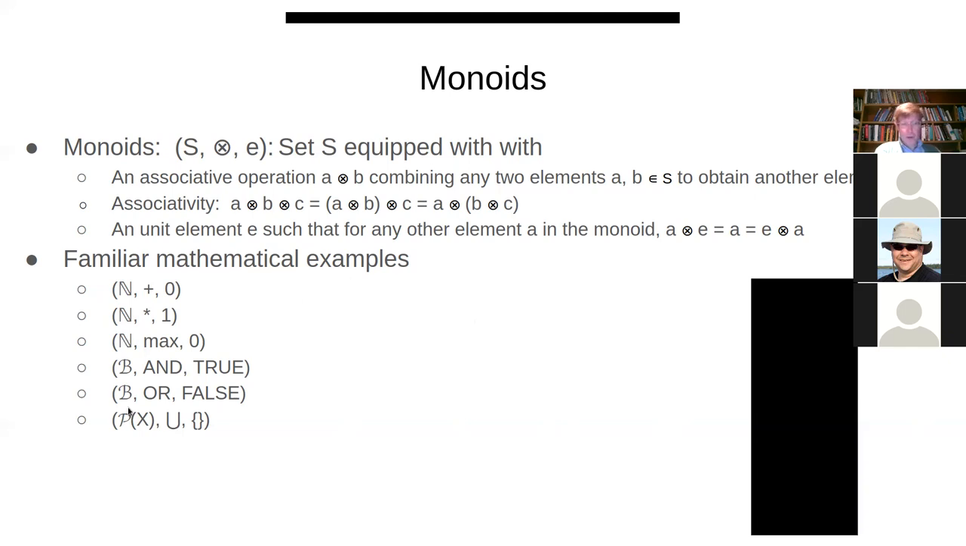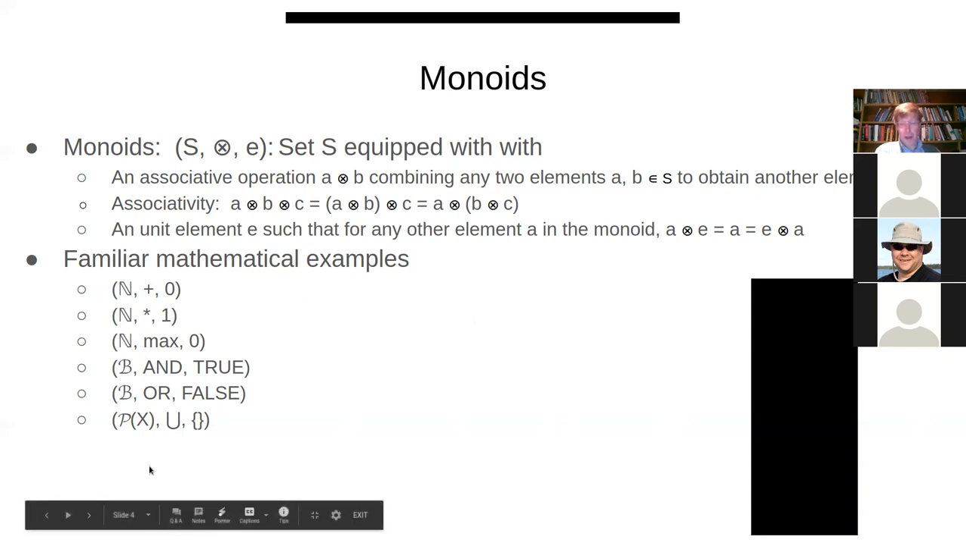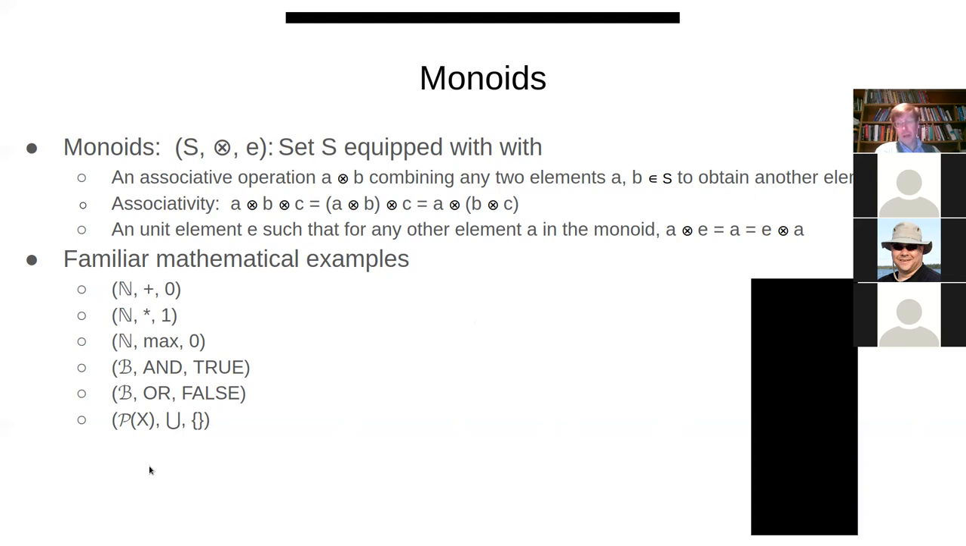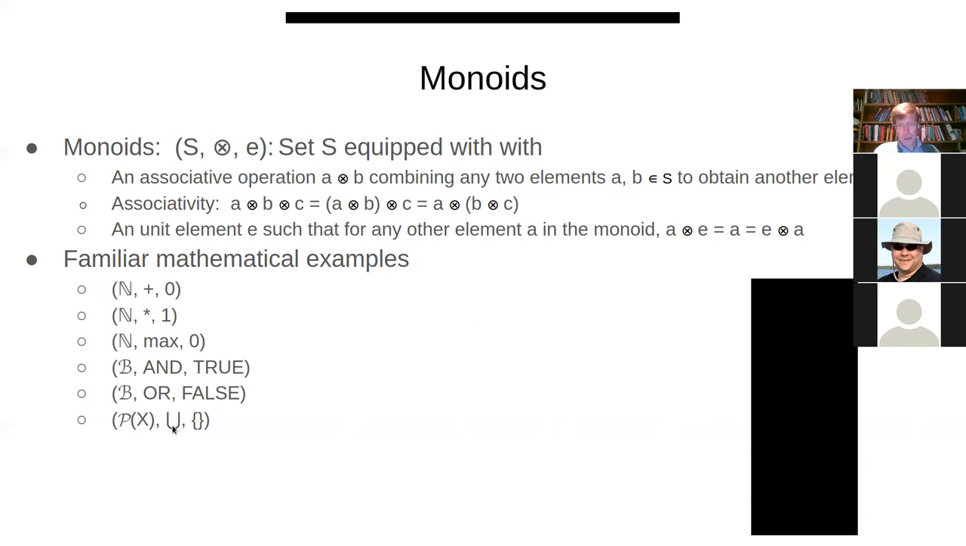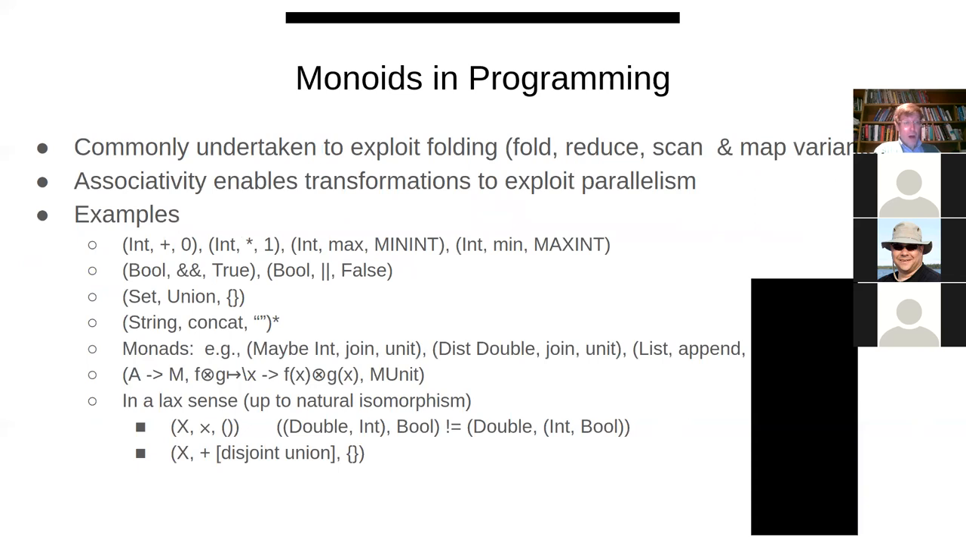And there's tons of familiar examples of these which are listed there, some of which may not be obvious to you. But you may not have thought, for example, of power sets of a given set as a monoid with union as its operation, but it plays that role.